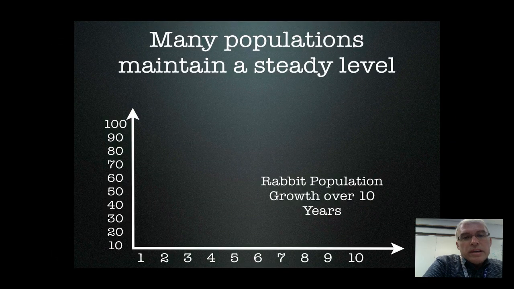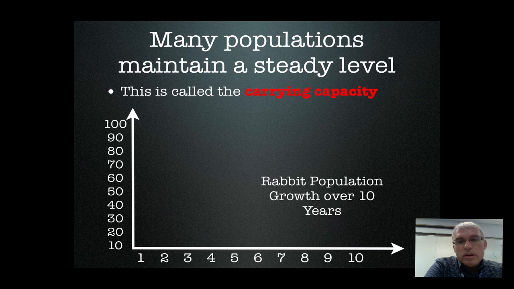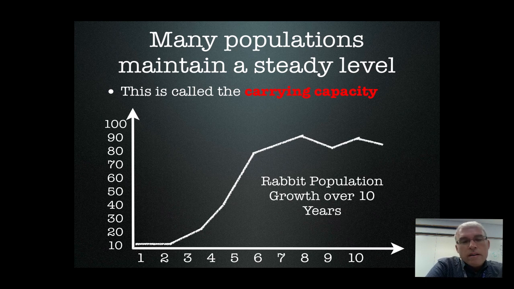Okay, many populations in nature, when they grow, maintain a steady level eventually. And let me show you what I'm talking about here. This is called carrying capacity. So if we have a population of rabbits that's growing over 10 years, the population goes up and up and up, and then it starts to level off. It gets to a level where there's enough food, enough space, enough water to support a certain number of rabbits and no more. Okay, this amount is called the carrying capacity.